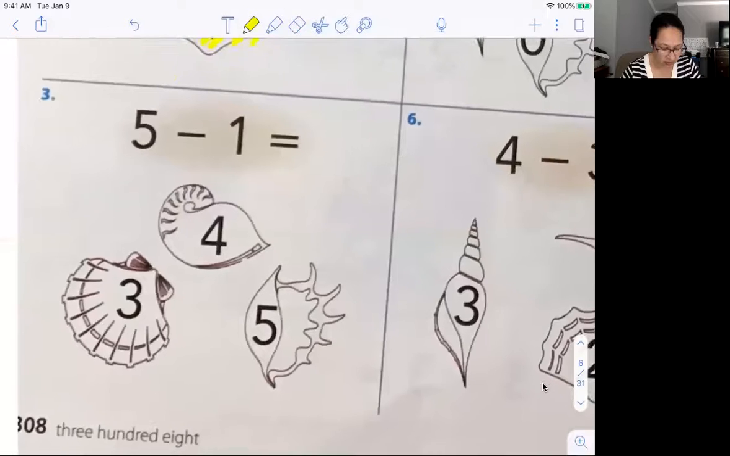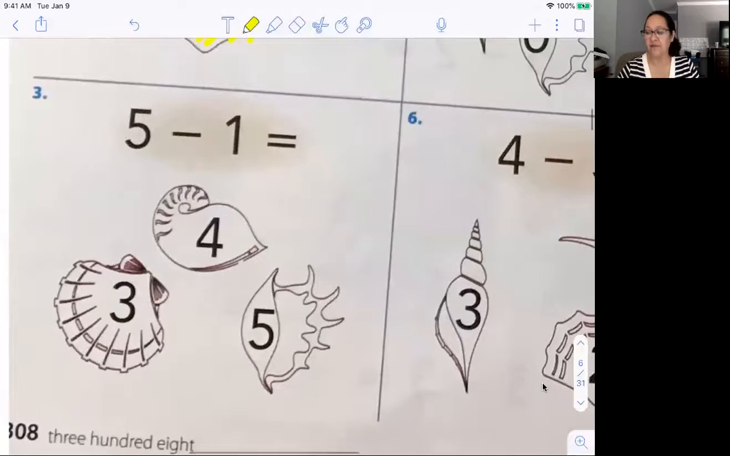And now let's go to this 3. Here we go, number 3. It says 5, take away 1. 5, take away or minus 1. So I have my connecting cubes. 1, 2, 3, 4, 5. Take away 1. How many does it leave? 1, 2, 3, 4. Right? Very good. So where is the 4 in this shell?